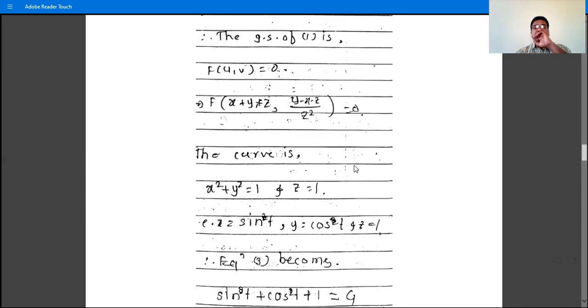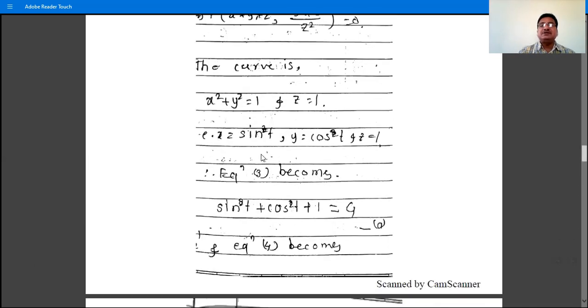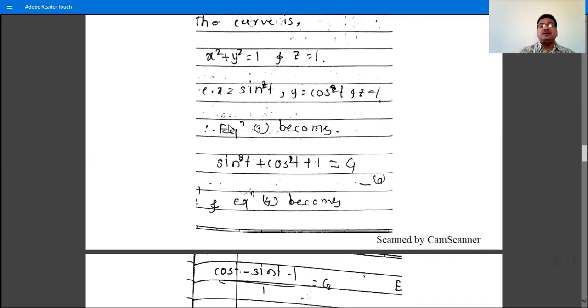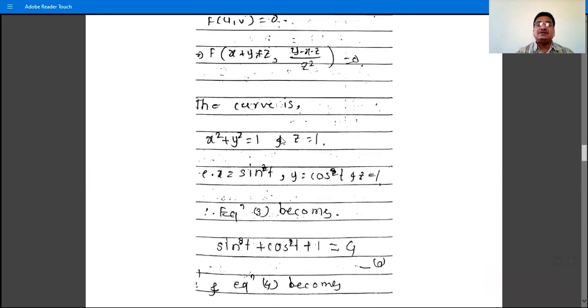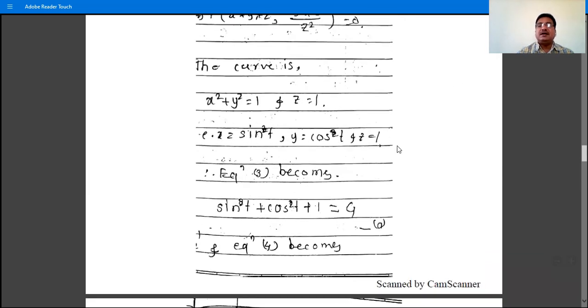to 0. Now we have to find the integral surface passing through the curve. The given curve is what? x square plus y square is equal to 1 and z is equal to 1. So substitute x as sin t and y as cos t. And then what we have? Sin square t plus cos square t as 1 and z as 1. So the equation 3 becomes, now we have to use the values of x, y, z, these values x as sin t, y as cos t and z as 1.